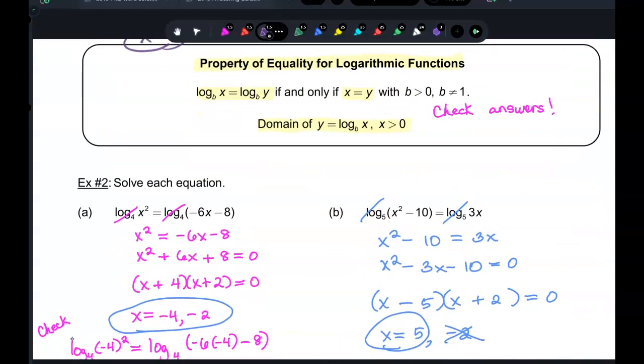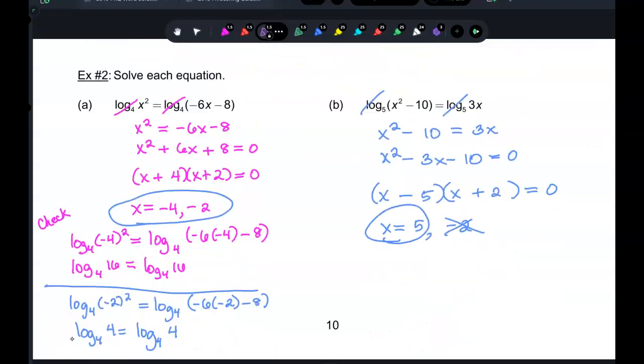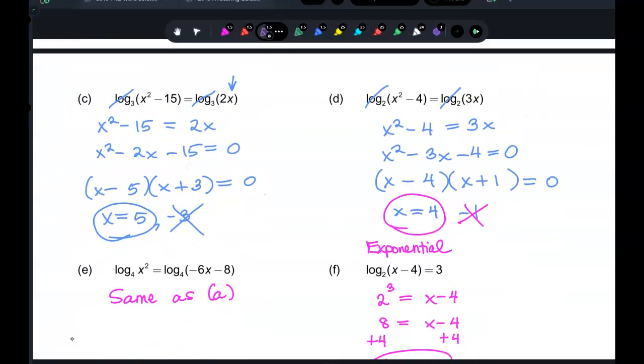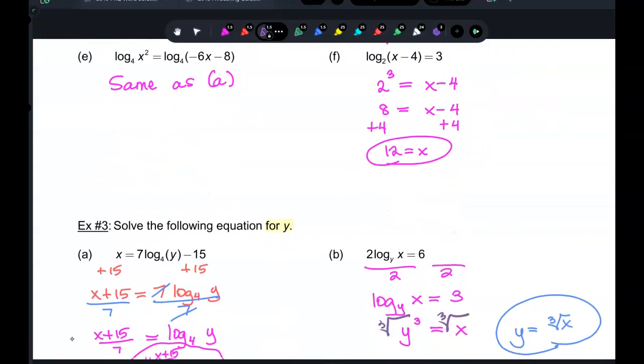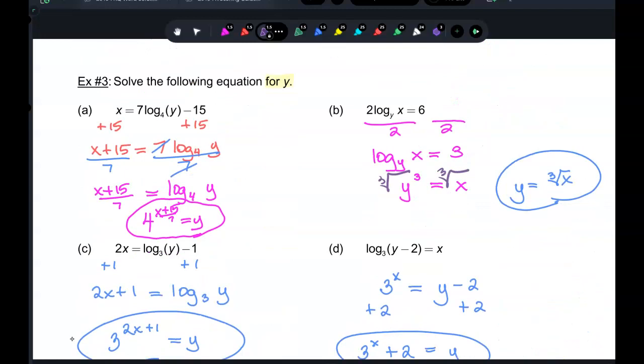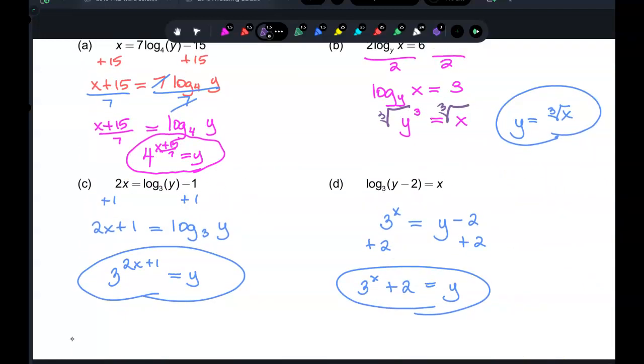We also did some equations where when we had the log on both sides, basically they canceled and then we solved. We just need to make sure that we checked our answers so that when we substitute it back in, it didn't give us a logarithm of a negative number. More of the same, changing to exponential form.